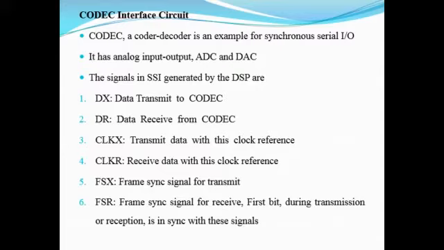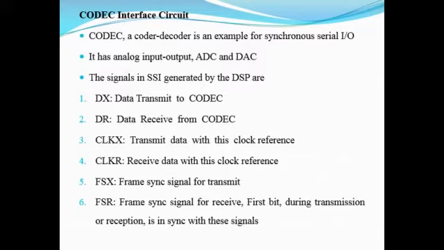The signals discussed in this serial interface, which are generated by the DSP device, are DX. The first signal, DX, is data transmit to the codec. So data transmission is done using this signal DX, and the data transfer is done to a codec, a coder decoder circuit, followed by a signal DR, which is used to receive the data from a codec. So, data received from a codec.